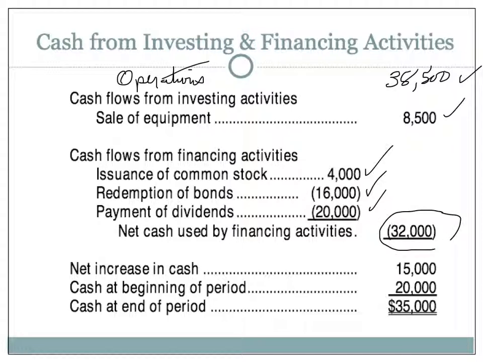out of $32,000. So when I look at the net increase here, $38,500 plus $8,500 minus $32,000, I get a change in cash of $15,000. Now, my balance at the beginning of the period was $20,000, and at the end of the period is $35,000. So you see, I've explained why the cash increased by $15,000, and that's how we put together a statement of cash flow.